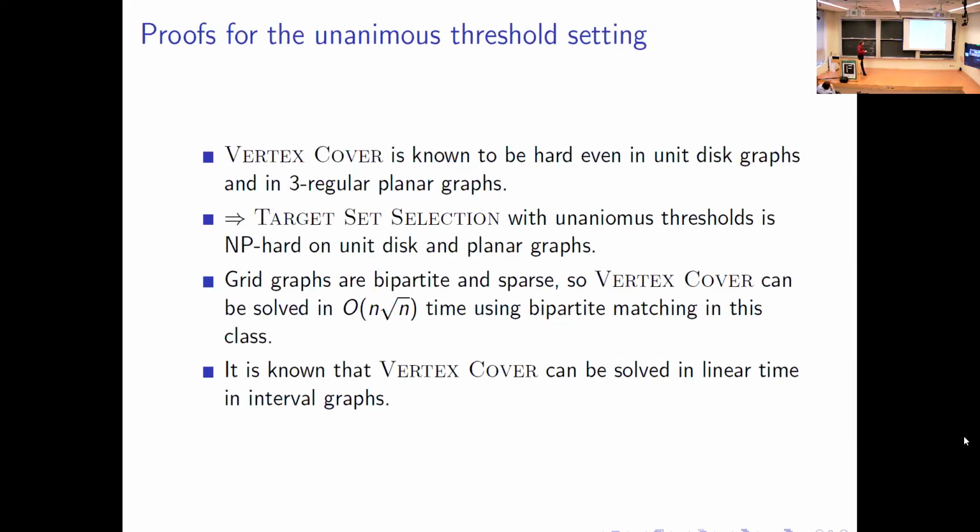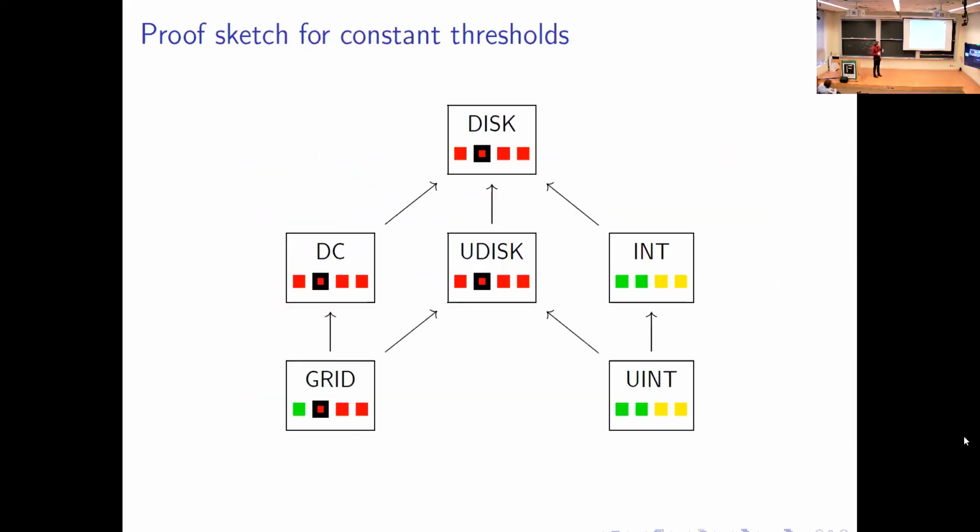So maybe you noticed that the hardness of vertex cover holds not only in planar graphs, but in 3-regular planar graphs. It immediately follows, because we are setting the threshold to be equal to the degree, but the degree is 3. So we already have the hardness for planar graphs, right? So now it's time to do it for the disks.